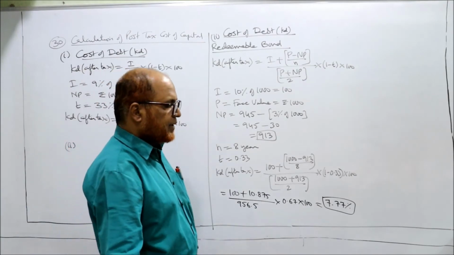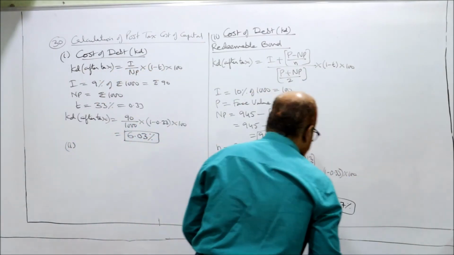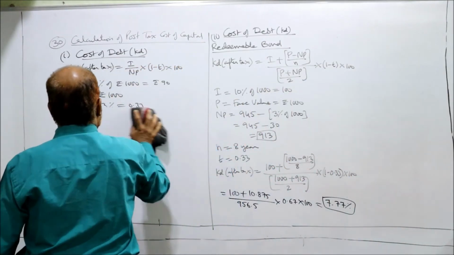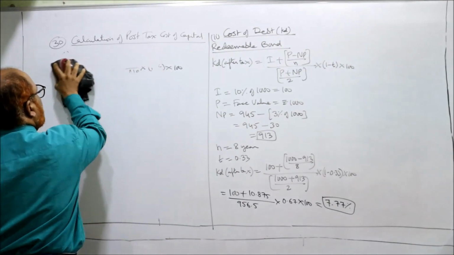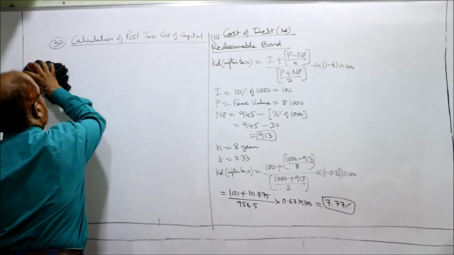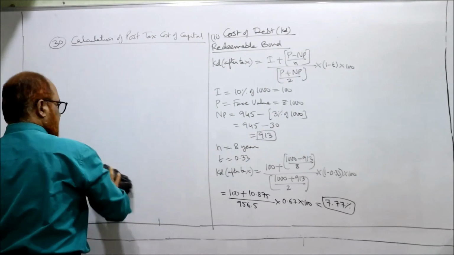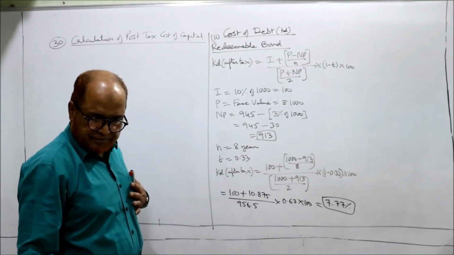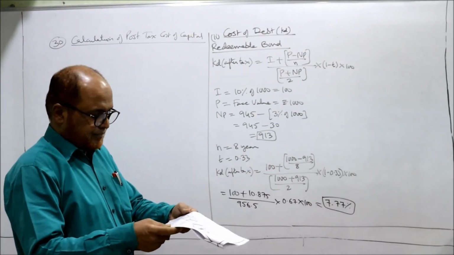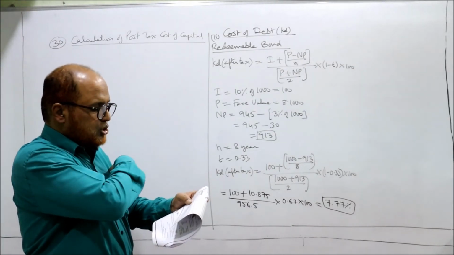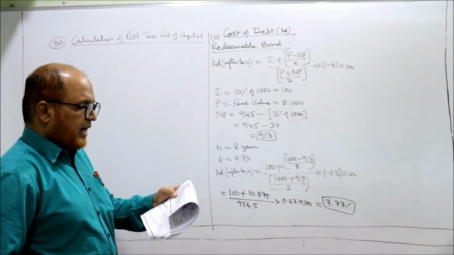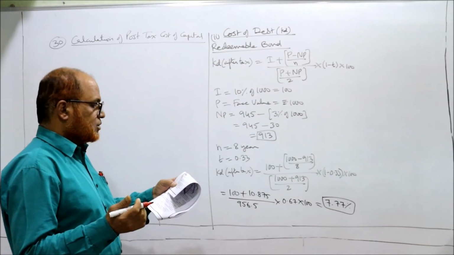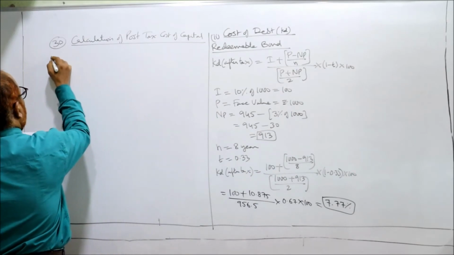Here, this is the second bit completed. Now we'll come to the third bit. A preference share is sold for rupees 100 today and it is redeemed after 4 years. So redeemable preference shares. Third point.